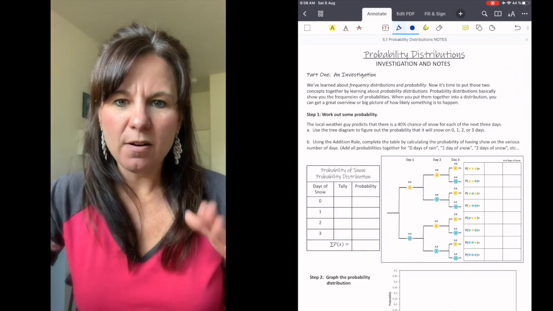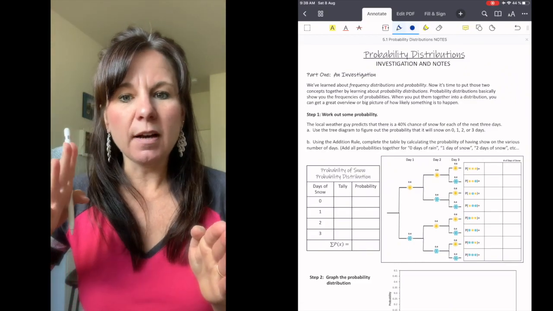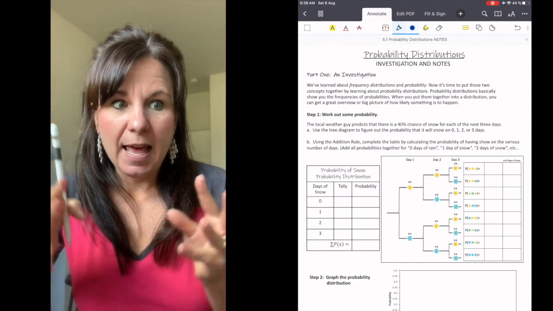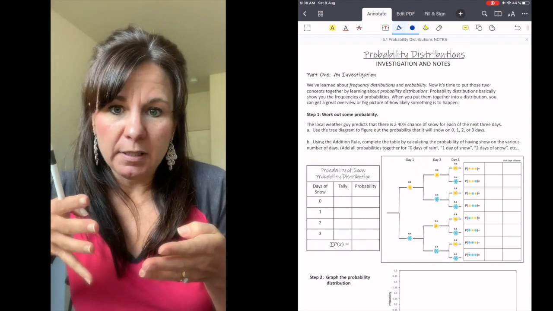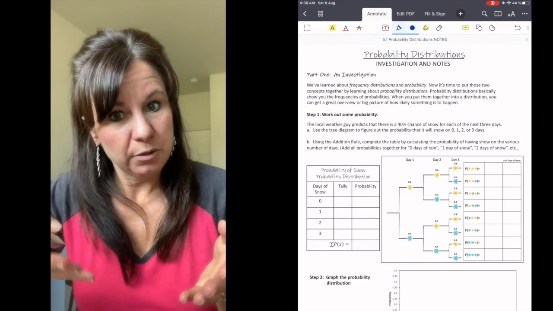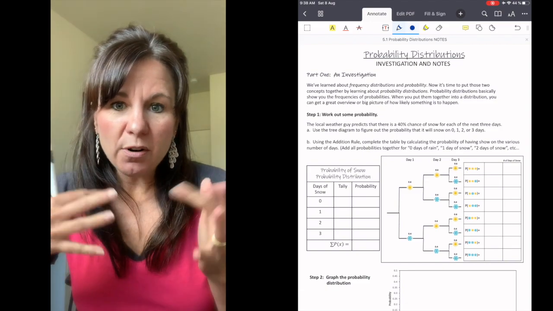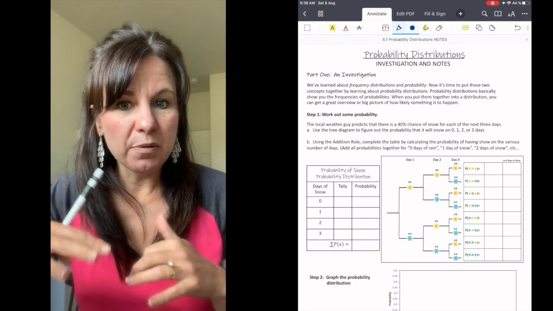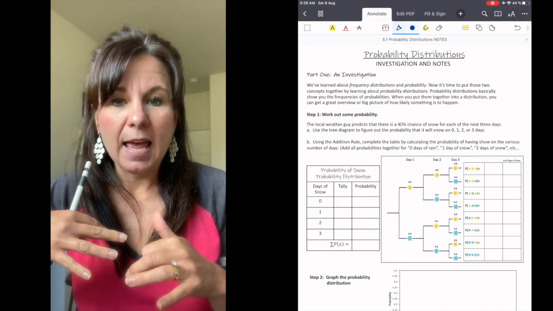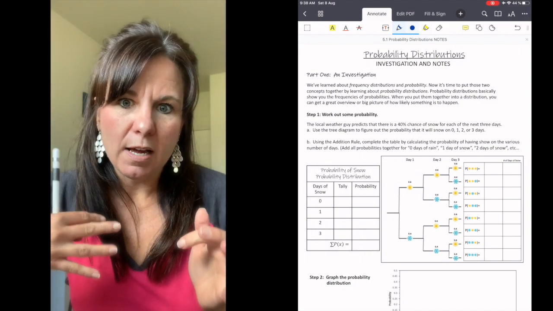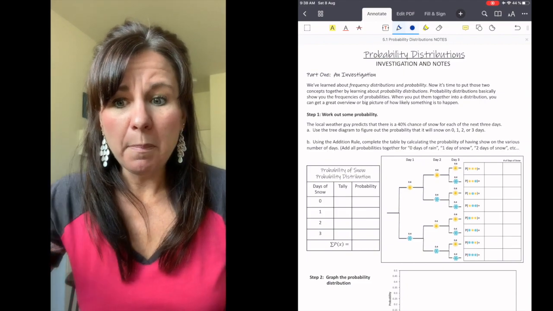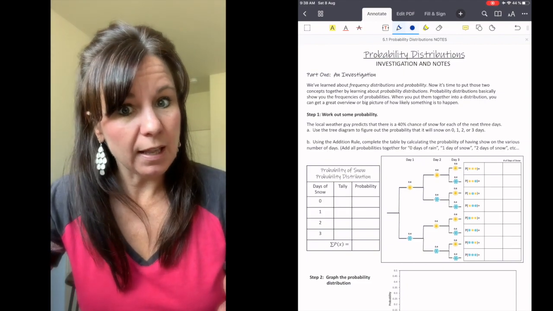So we've talked about probability and we've talked about frequency distributions. Now we're going to combine those two concepts into probability distributions. So in order to do this, I want you to go through this investigation. And here's the thing, you're going to go on a ski vacation, but you want to know what the weather's going to be like, right?